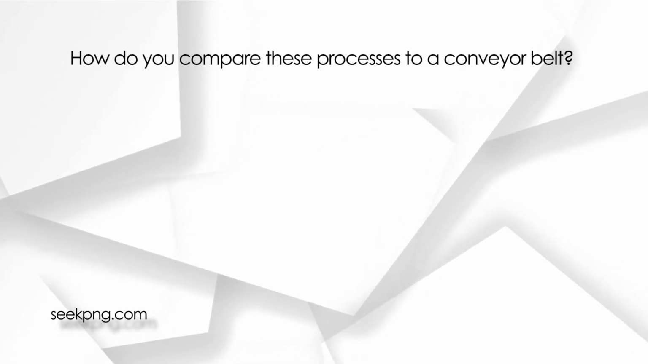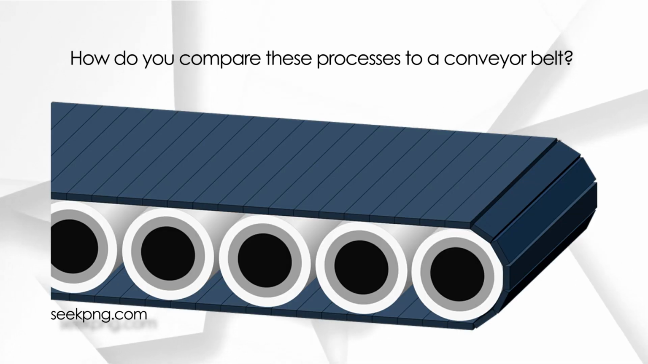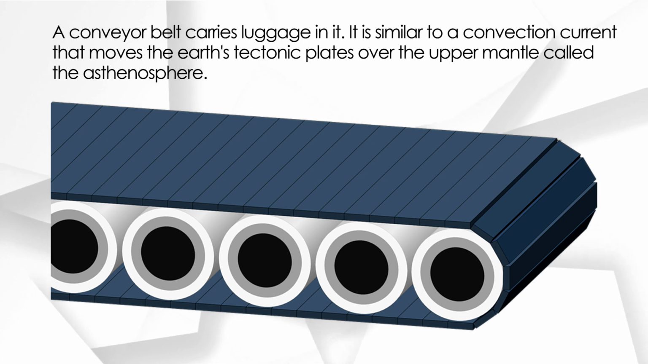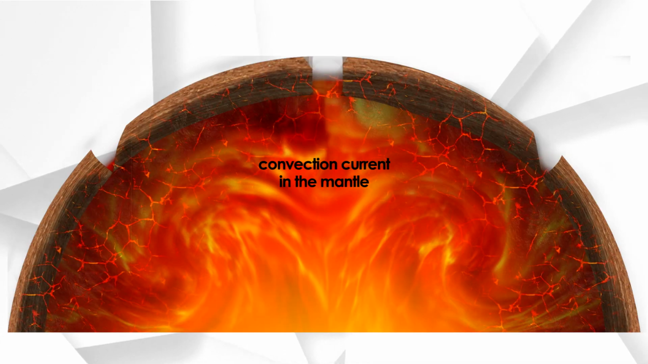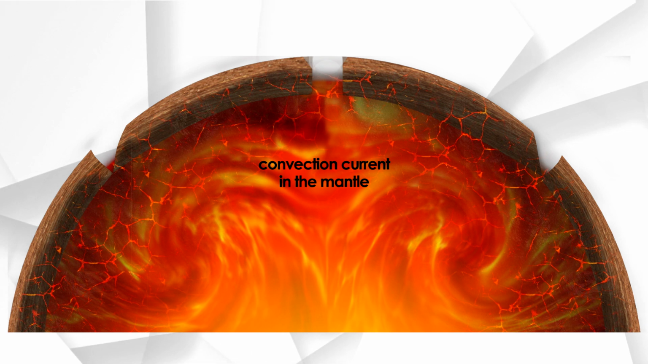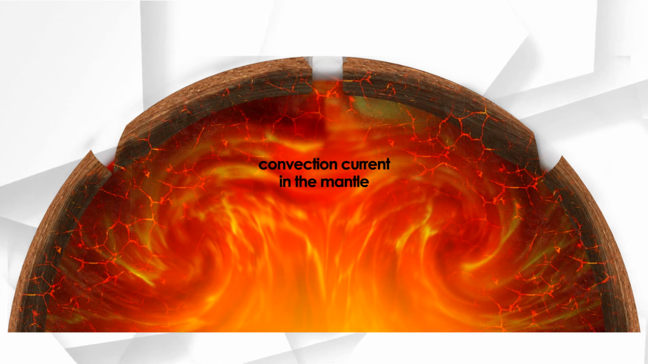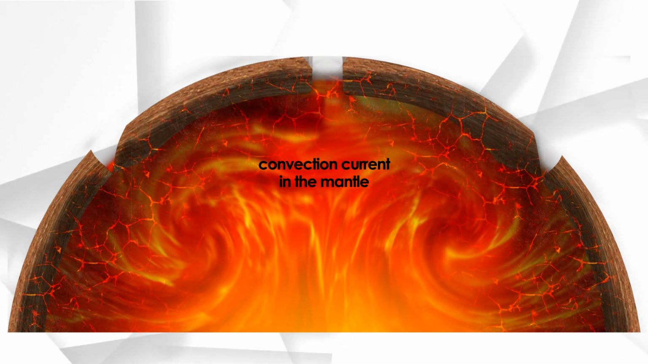How do you compare these processes to a conveyor belt? A conveyor belt carries luggage. It is similar to convection currents that move the plates of the Earth. The convection currents rotate very slowly as they move and drag the plates along the tectonic plate boundaries.